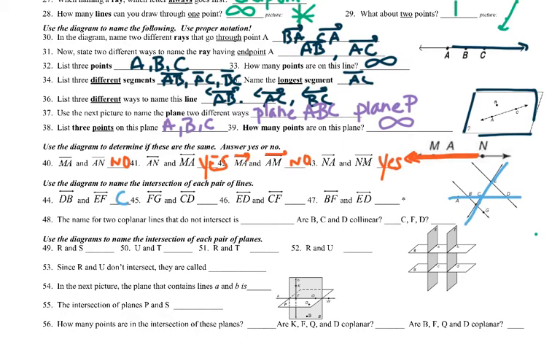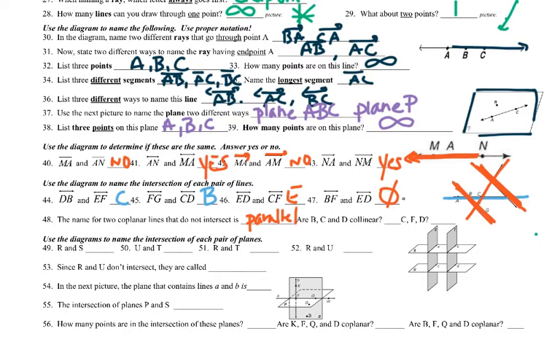F-G, I'm going to erase it so I can see it again. There's F-G and C-D. Those cross at B. You can just trace them with your finger. E-D here and C-F here. Those cross at E. And then B-F, which is this one, and E-D, which is this one, those never cross. So they're parallel. That's the name for two coplanar lines that do not intersect: parallel.